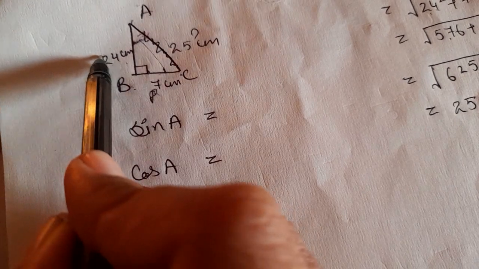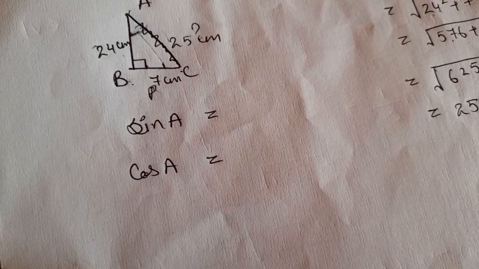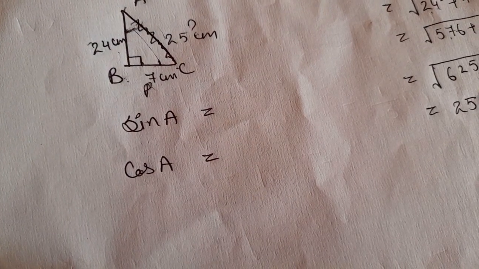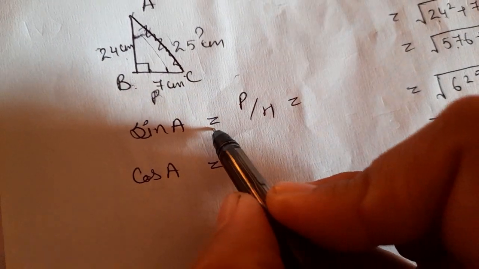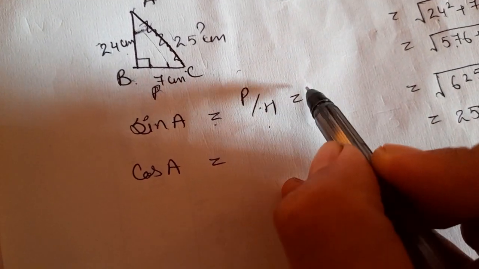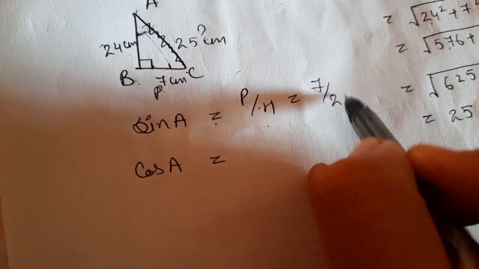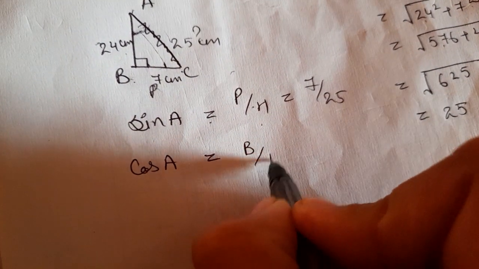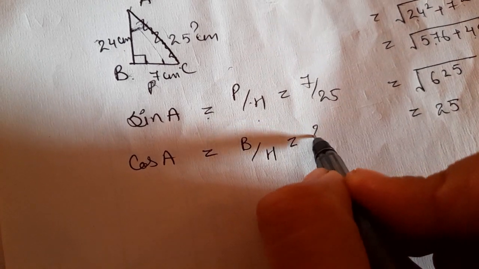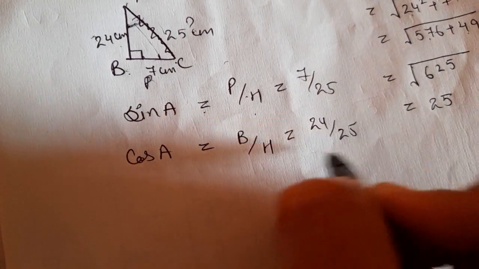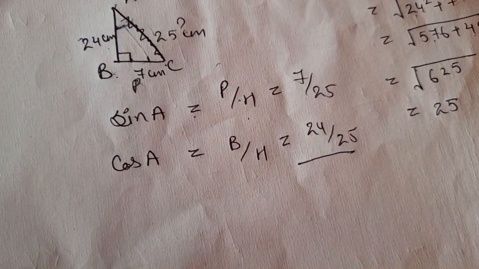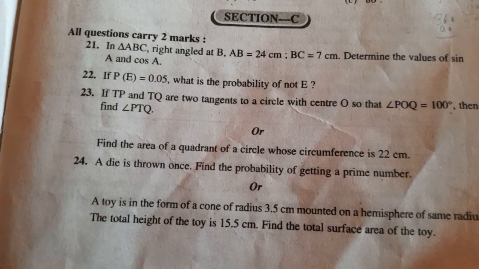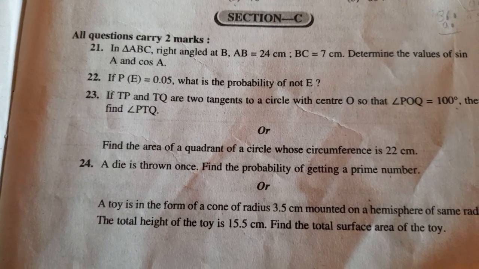And this is your base and this is the hypotenuse, because the hypotenuse remains the same. So the formula to find sine A is P over H, and the value of P is 7. That is 7 over 25. The formula to calculate the value of cos is B over H, that is equal to 24 over 25. So this is all about question number 21. The next question is question number 22.